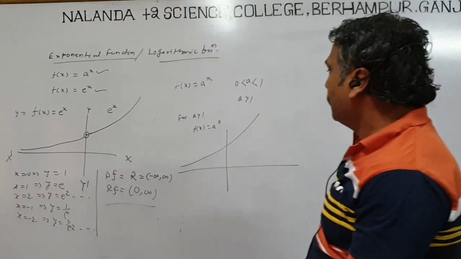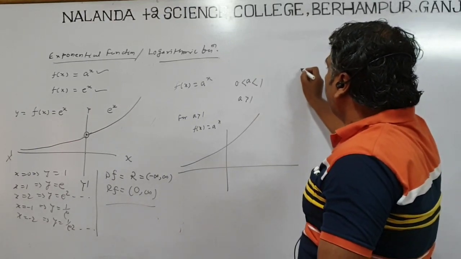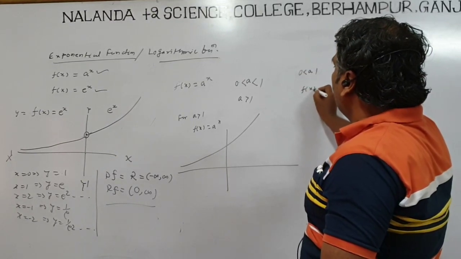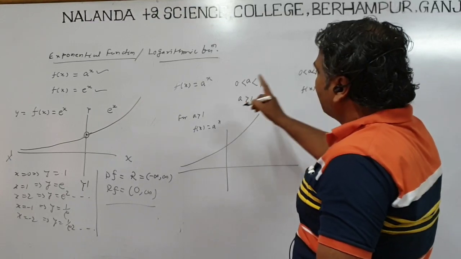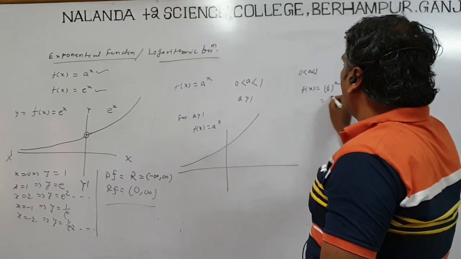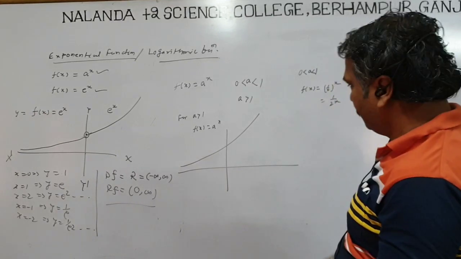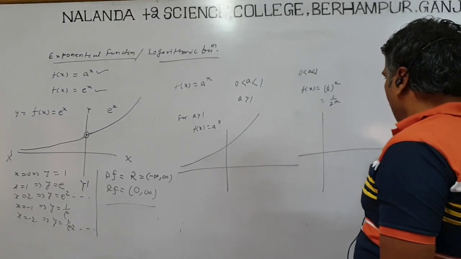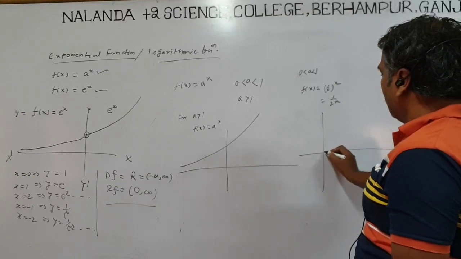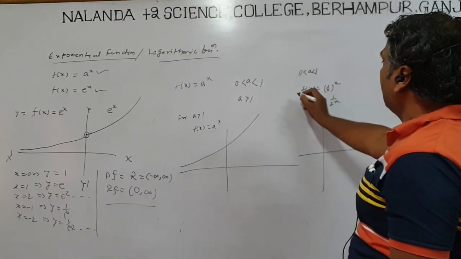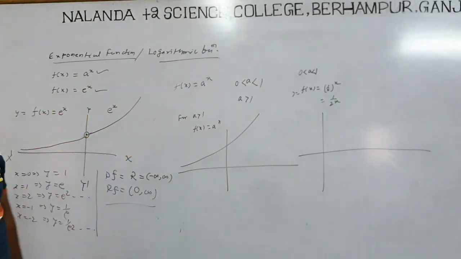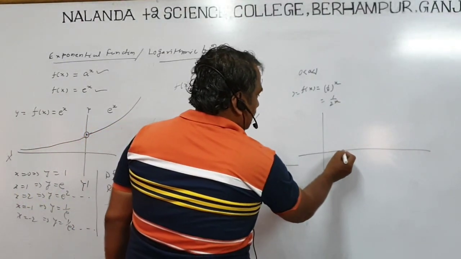Okay. Now, when a lies between 0 to 1, then f of x equal to, let us say, 1 by 2 to power x. This one. Okay. When x equal to 0, what is the y? It is 1. When x is 0, y equal to 1.